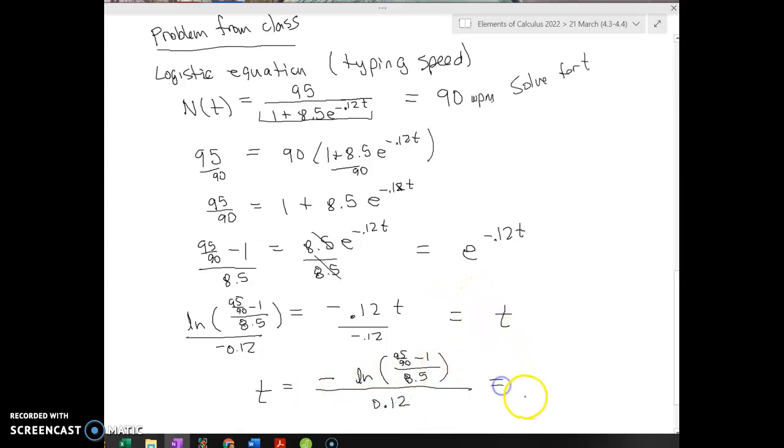I will let you figure that out on your own. Make sure you use parentheses appropriately. You might have to put parentheses around the numerator before you divide that by 8.5. And when you do it, you should get about 61.1. So 61 weeks, and your typing speed would be up to about 90 words per minute.